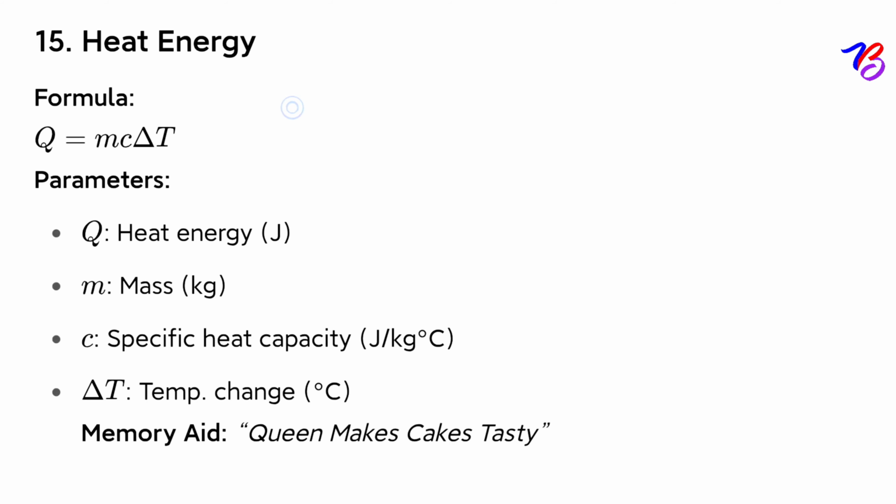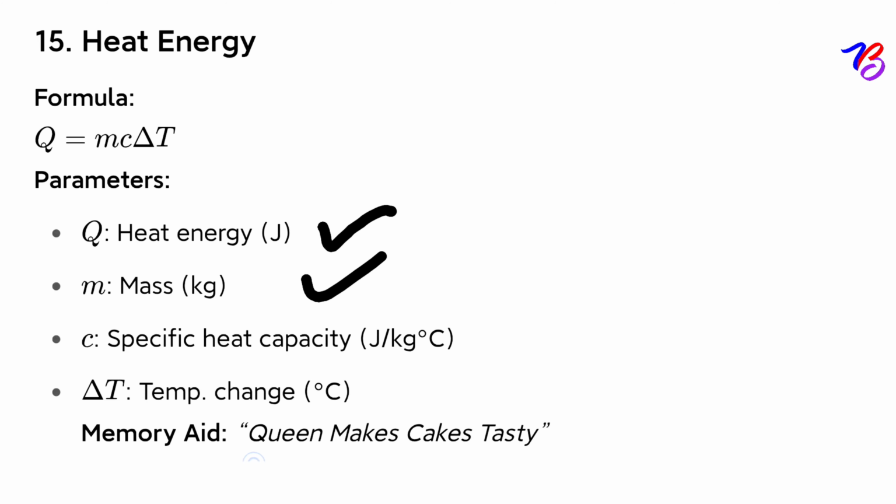Formula: energy or quantity of heat is equal to mc delta T. Our Q is the heat energy in joules gotten from work energy. Then our M is the mass in kilogram, and our C is the specific heat capacity in joules per kilogram degree Celsius. Are we together? Then delta T is the temperature change in degrees Celsius.